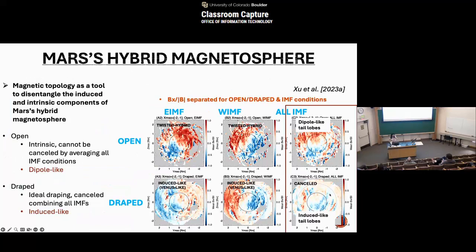Okay. One thing I want to highlight is topology is a very interesting tool that it actually can separate the intrinsic component and also the induced component of the Earth, Mars magnetosphere. So I think it's pretty well established that Mars has a hybrid magnetosphere instead of simply induced.